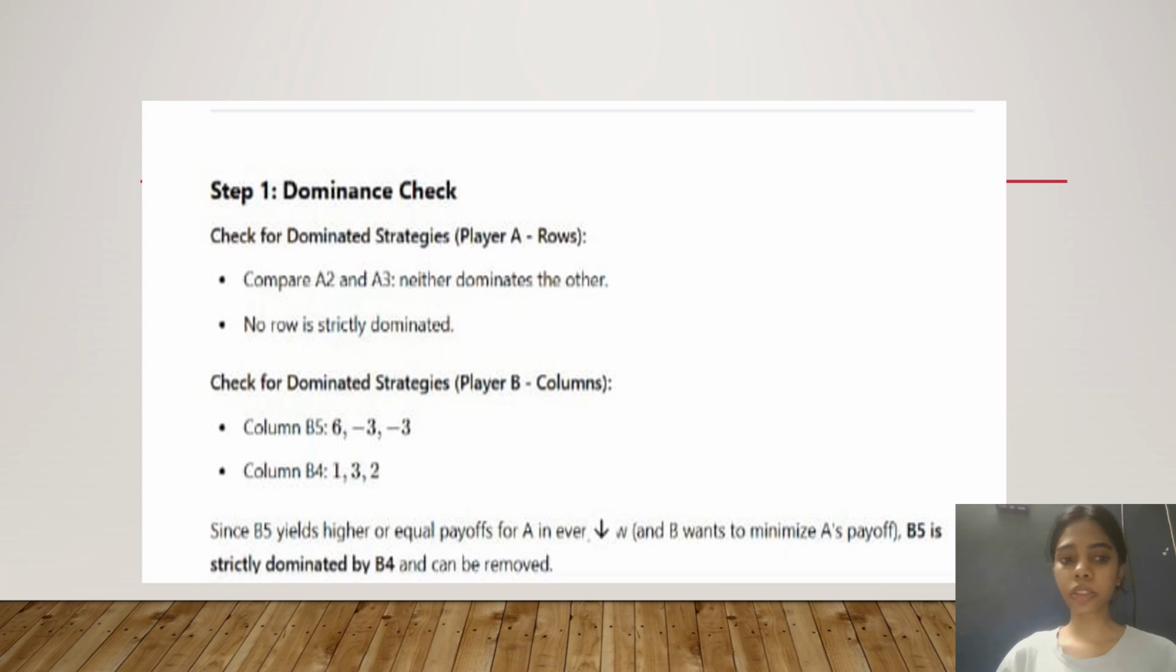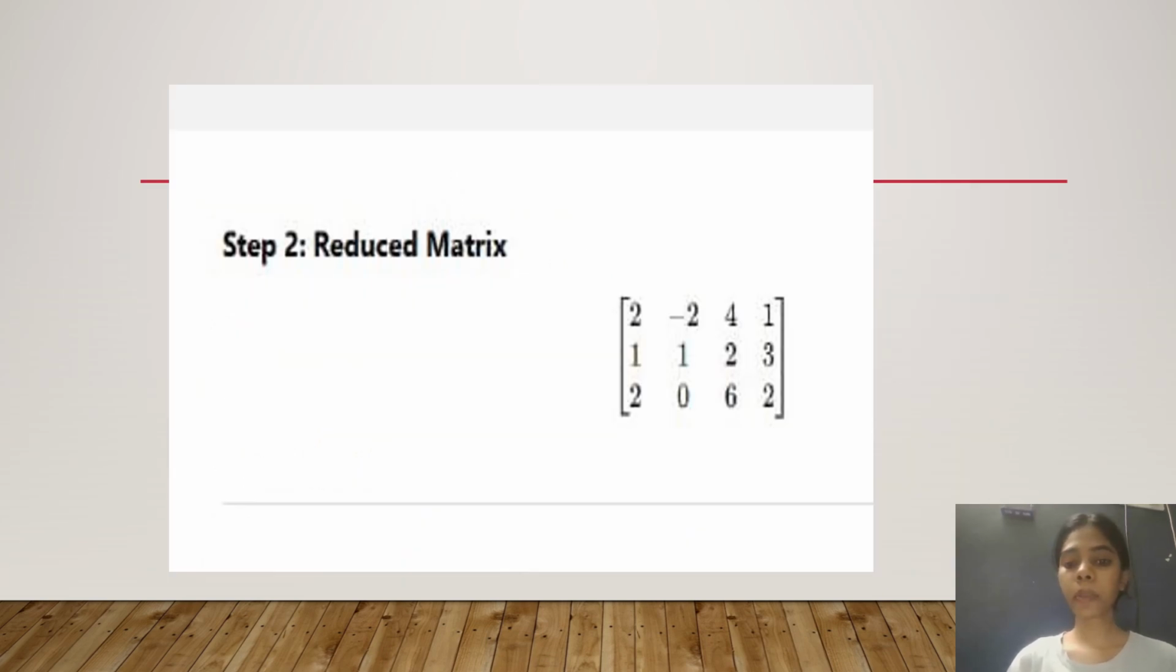The first step is the dominance check. Check for dominated strategies, that is, player A's rows. Compare A1, A2 and A3; neither dominates the other. No row is strictly dominated. So we check the dominated strategies for player B's columns. Column B5 has 6, -3, -3 and column B4 has 1, 3, 2. Since B5 yields higher or equal payoffs for A, and B wants to minimize A's payoff, B5 is strictly dominated by B4 and it can be removed. After removing it, we get the reduced matrix as follows.